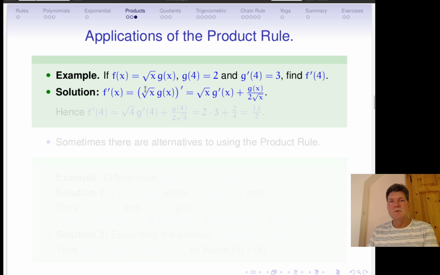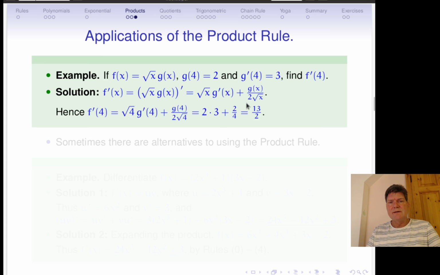Applying the product rule to the product square root of x times g of x, we get that this derivative is the first factor, square root of x, times the derivative of the second, that's g prime of x, plus the second factor, g of x, times the derivative of the first factor, which is the square root function, and its derivative is 1 over 2 square roots of x. So we get this formula for the derivative of f from the product rule.